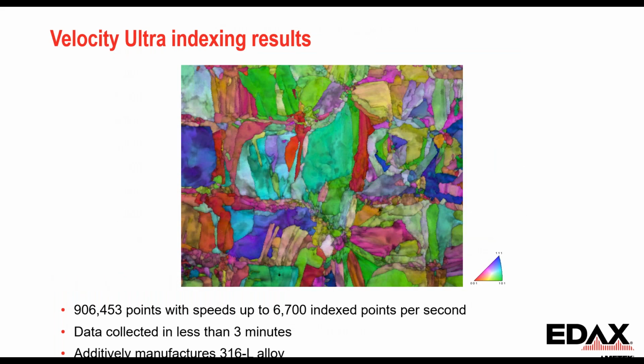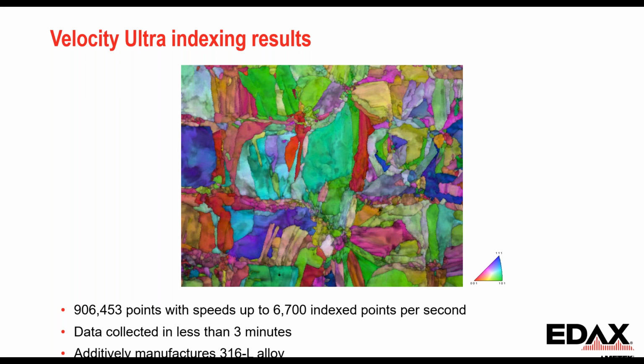And so this is an example. You'll see this particular sample is one I've used a lot because it's a very interesting microstructure. It's an additively manufactured 316 stainless steel alloy created by laser powder bed fusion technique. This is a map collected with the 6,700 indexing points per second speeds.